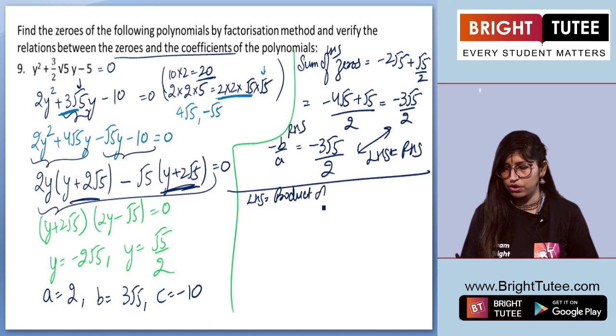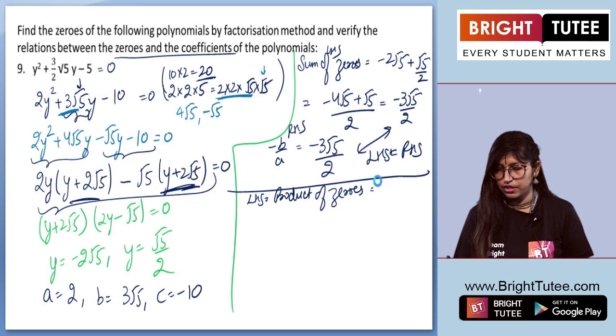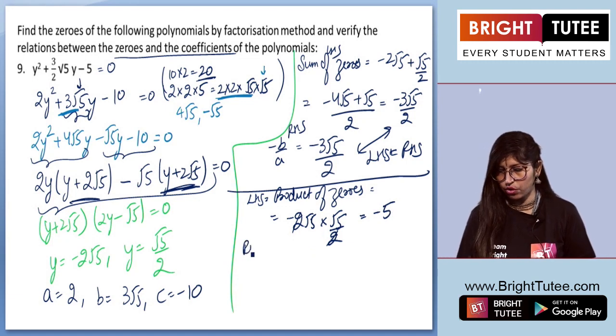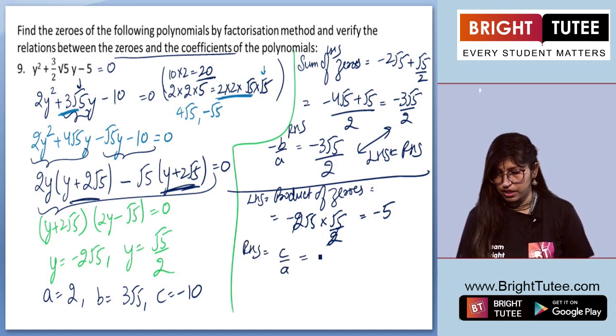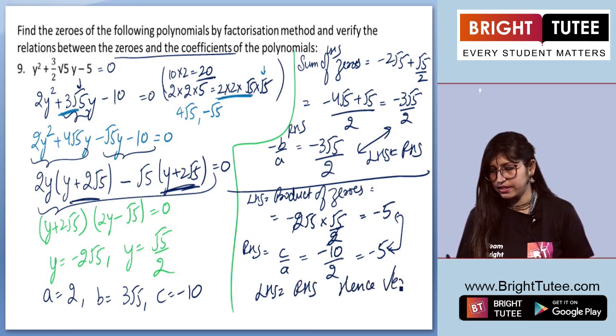Now how about the product of the zeros? That will be c upon a. If I talk about the left hand side, that means we are multiplying these two. So we'll be getting minus 2 root 5 into root 5 upon 2. We can cancel this out, and we are left with only minus 5. And let's talk about c upon a. C is minus 10, a is 2, which will be minus 5. If we see these two, we understand that left hand side is equal to right hand side, hence verified.